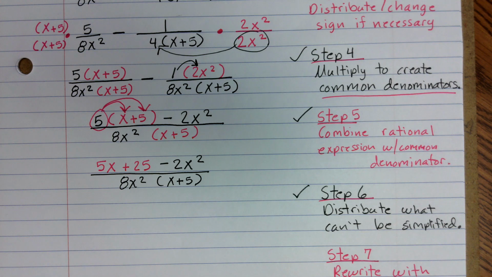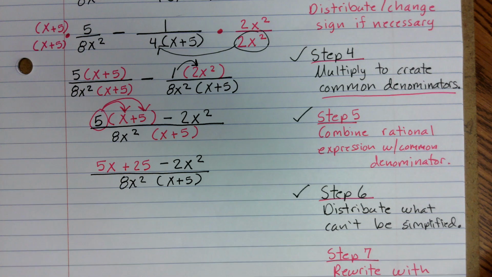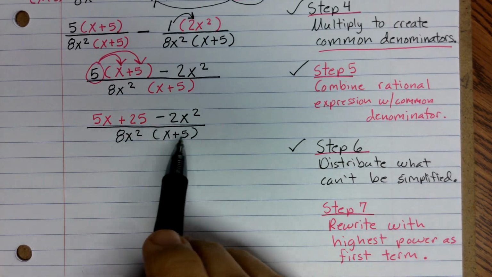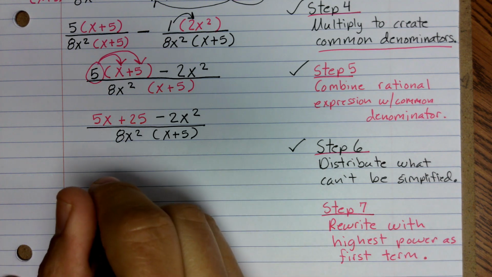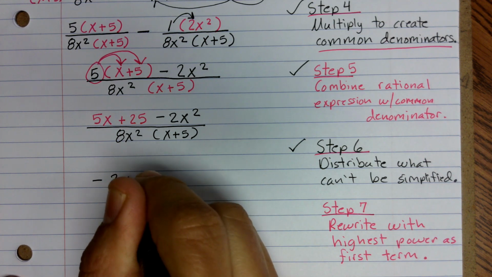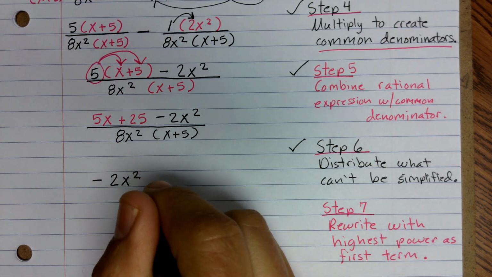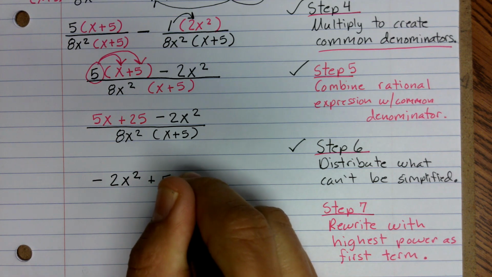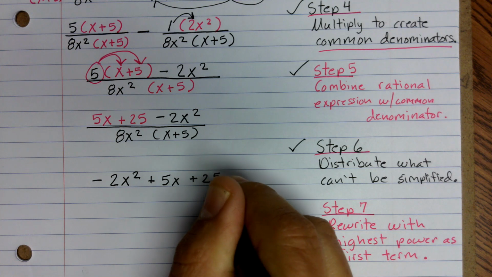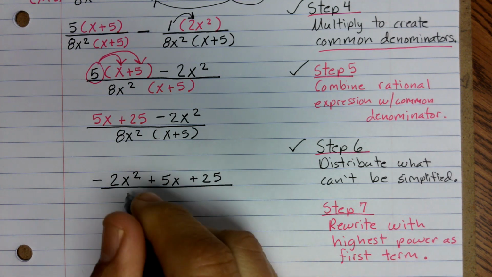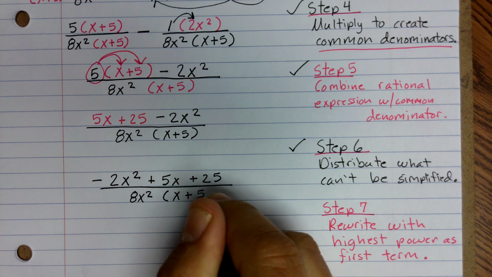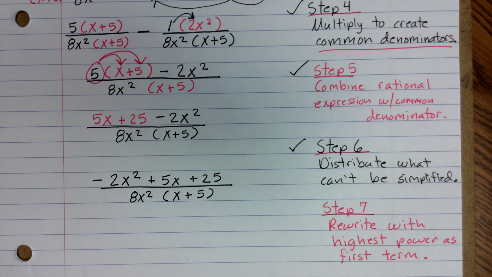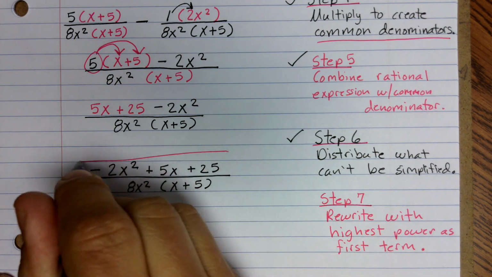The next thing I'm going to do is rewrite with the highest power as the first term. So that's step number 7. Notice we have this negative 2x squared. It has the highest power. I should have it over on the left. So I'm going to rewrite this, and we have negative 2x squared plus 5x plus 25 over 8x squared times x plus 5. And this is my final answer. So I'm going to box it.